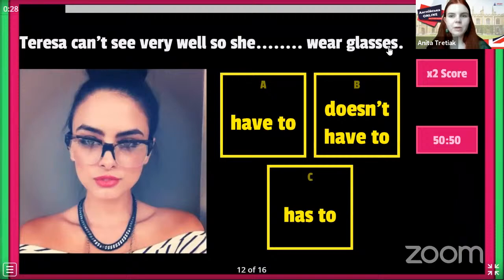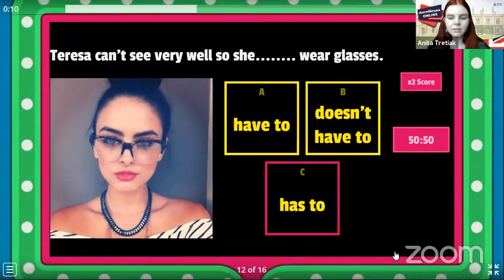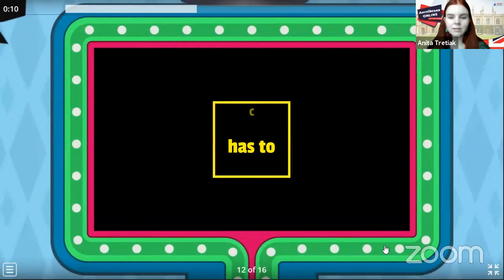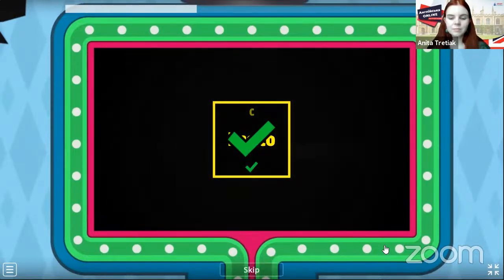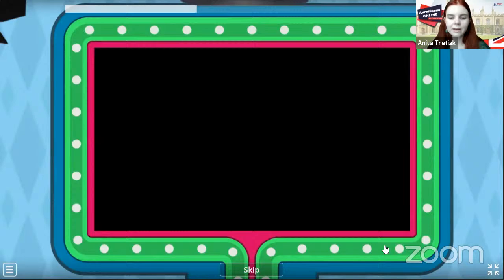Teresa can't see very well, so she wear glasses. Have to, doesn't have to, or has to? So your answer is C. Okay, let's choose this one. Has to was correct. Good.